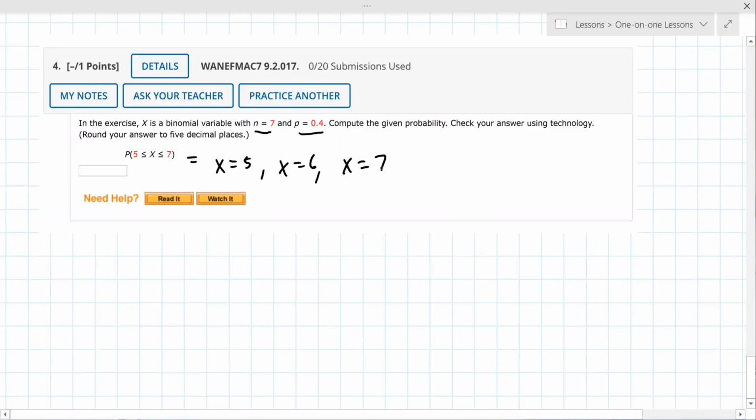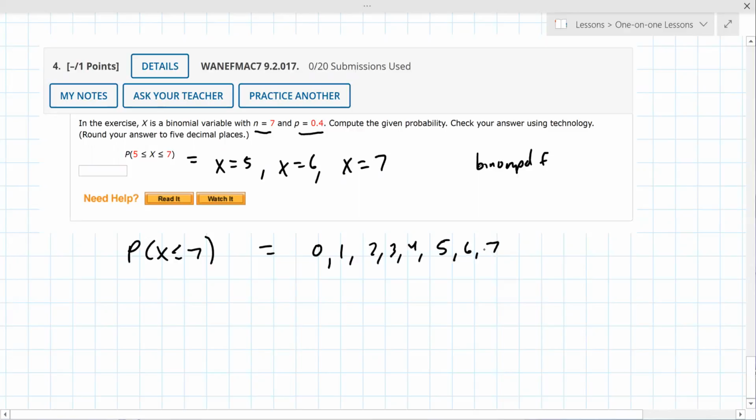It's kind of a toss-up. You could do the binomPDF for each of these and add the numbers together, or you could do the CDF. The CDF isn't as good here because you end up having to do it for x less than or equal to 7 and then x less than or equal to 4, because x less than or equal to 7 means 0, 1, 2, 3, 4, 5, 6, and 7.